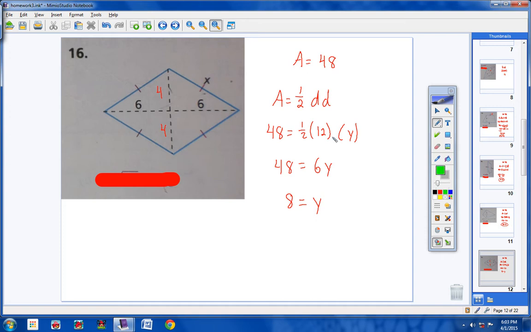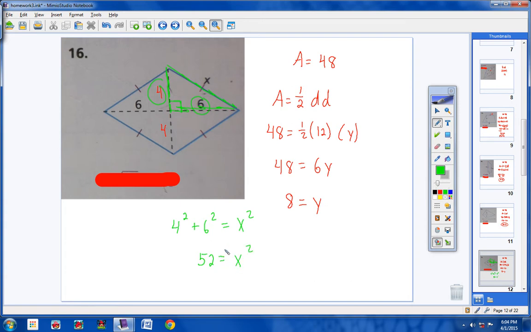Now, I have a right triangle right here. I know it's a right triangle because my diagonals are perpendicular. This is a right angle. This is a leg. This is a leg. I'm looking for the hypotenuse. So leg squared plus leg squared equals hypotenuse squared. 4 times 4 is 16. 6 times 6 is 36. 36 plus 16 is 52.